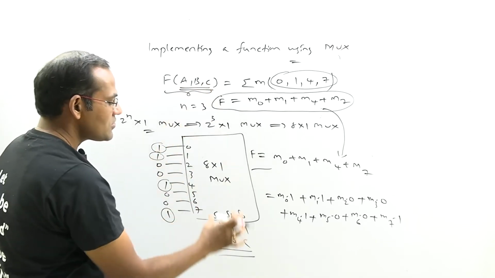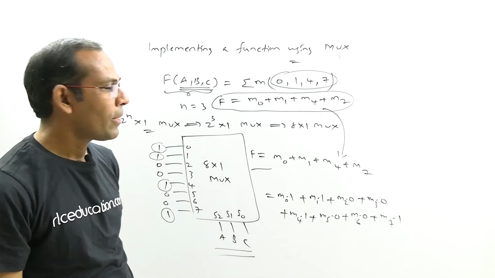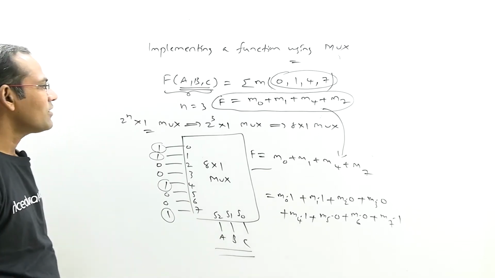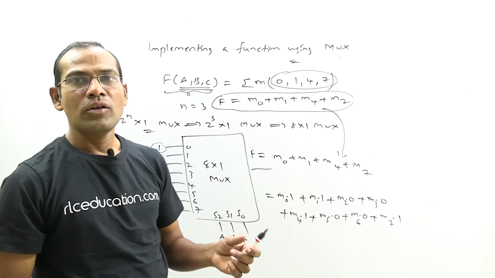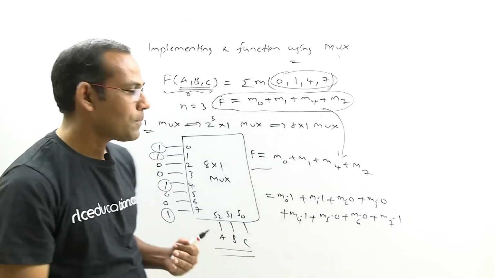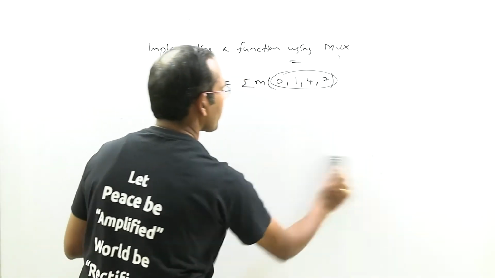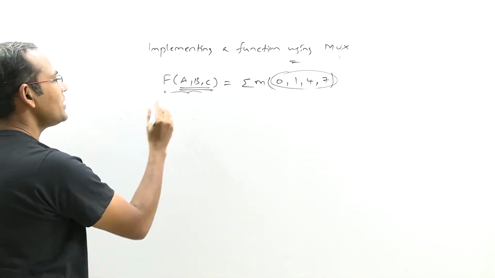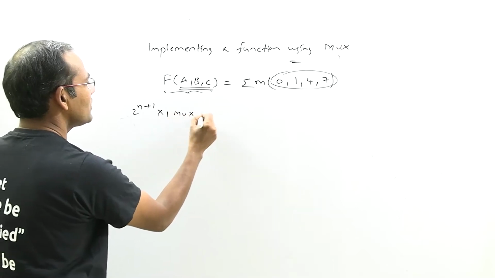Connect these variables to the selection. That's all. That's about designing by using 2 power n by 1 mux. Now we will design this one by using 2 power n plus 1 by 1 mux.